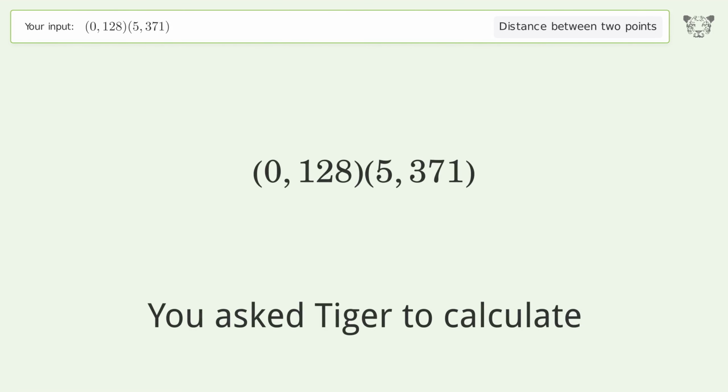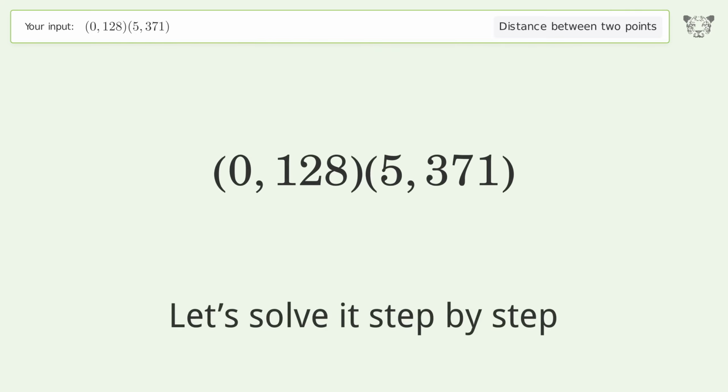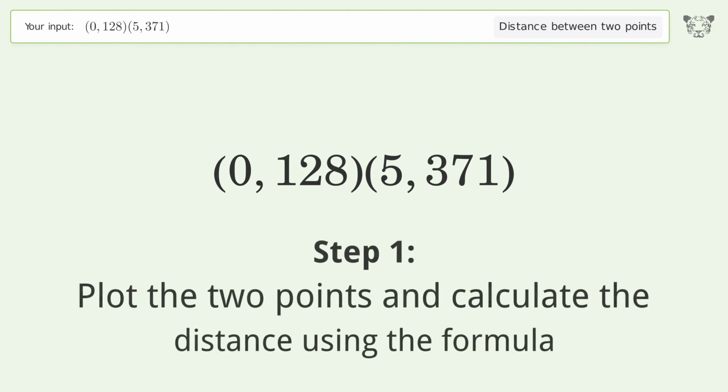You ask Tiger to calculate. This deals with the distance between 2 points. The distance between the 2 points is the square root of 59,074, or 243.051. Let's solve it step by step. Plot the 2 points and calculate the distance using the formula.